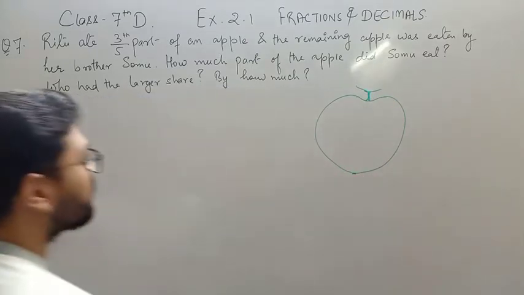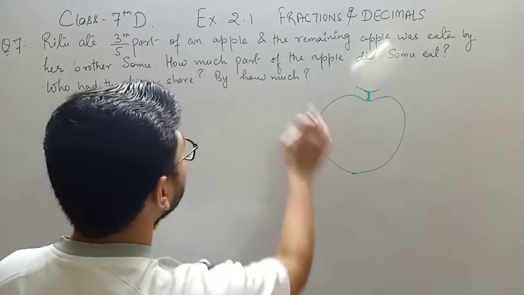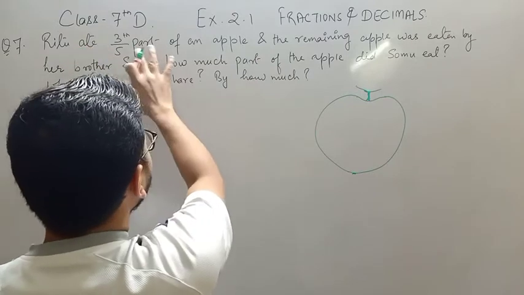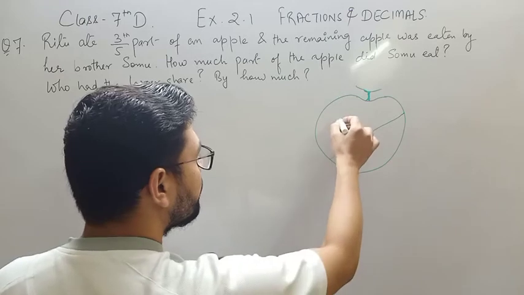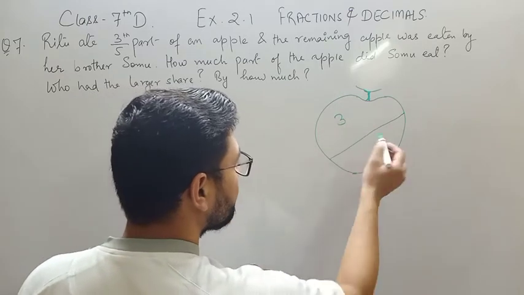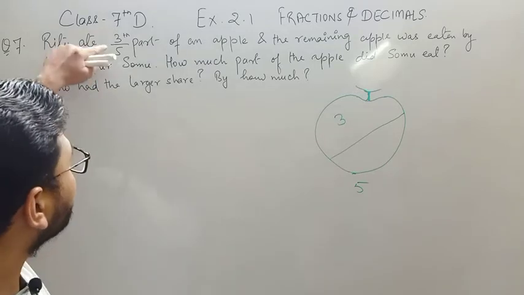Let's say this is an apple. Now 3/5 part of this apple, Ritu ate 3/5 part of an apple. So let's say this total apple is 5. So how to read this fraction?